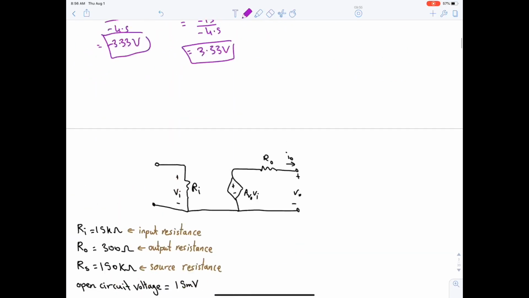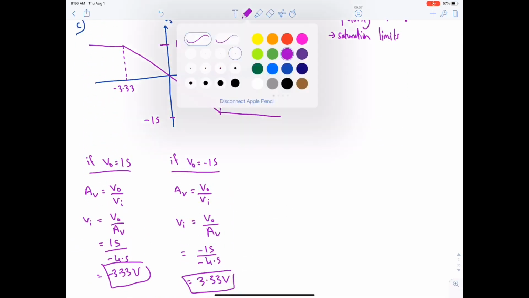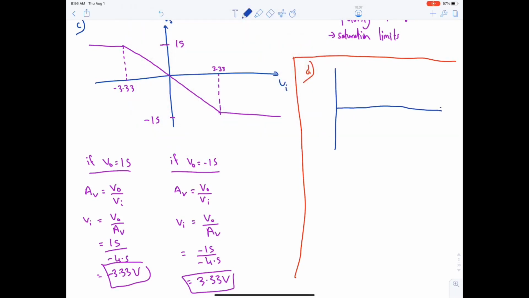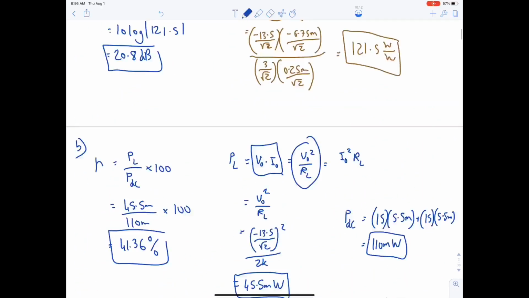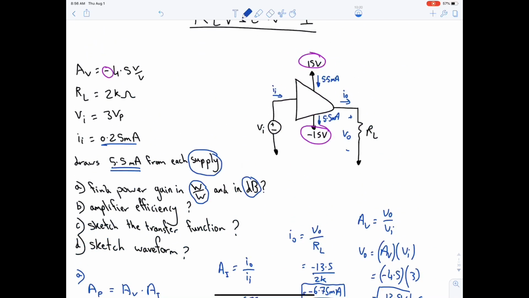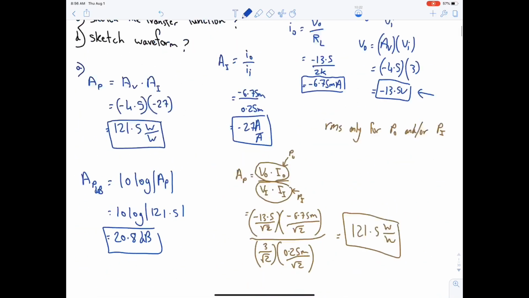Okay, let's do part D here on the side. Part D wants the waveform. Waveform is V output with respect to time. What is our V output? V output is minus 13.5 volt. First of all, it's minus, and it did not exceed 15. Hence, there is no saturation.